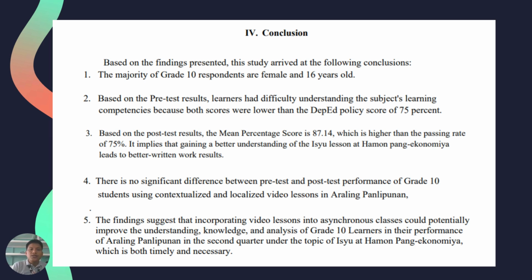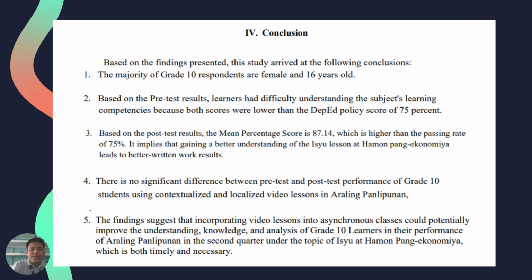So for the conclusions, here are the following conclusions that we drew based upon our research. So the majority of the grade 10 respondents are female and 16 years old. As we go back on the slides, as you observe, the dominant there is the female and the ages of 16. Based on the pretest results, learners had difficulty understanding the subject's learning competencies because both scores were lower than the DepEd policy score of 75%.